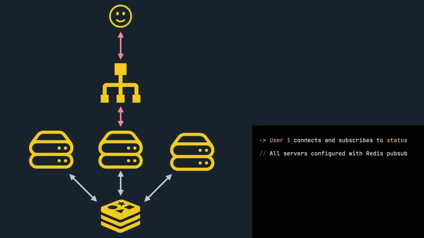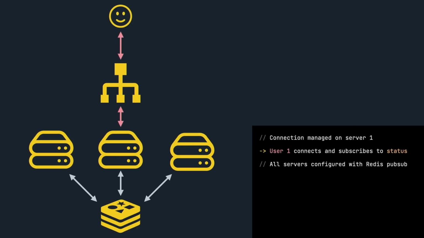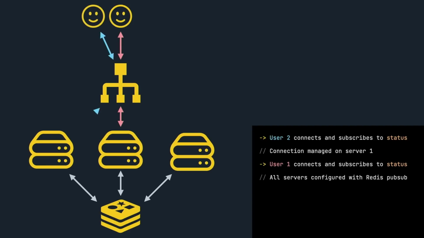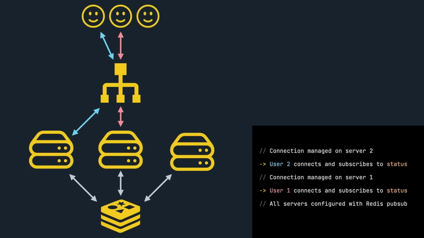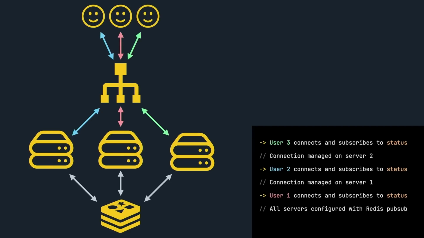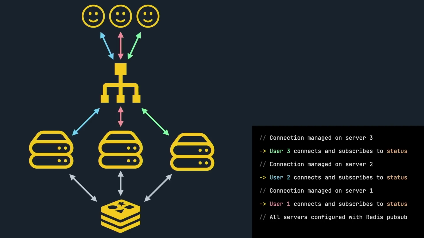So our first user hits the load balancer. The load balancer sends that request to server 1, and that's now managing that connection and its subscription to the status channel. Now the second user connects. That hits the load balancer. The load balancer forwards the request to server 2. And the third user connects, hits the load balancer, server 3. So we now have 3 users, all handled, managed by different servers, but all connected to the same channel.